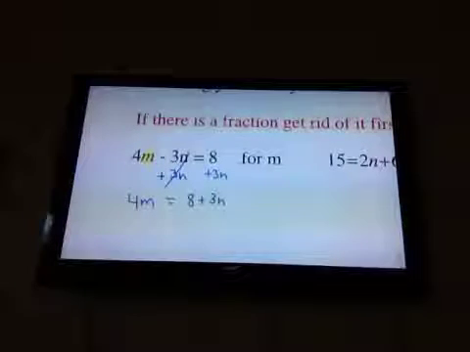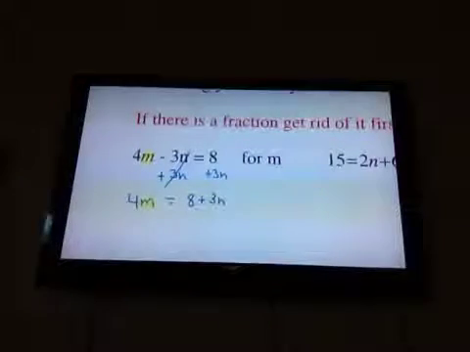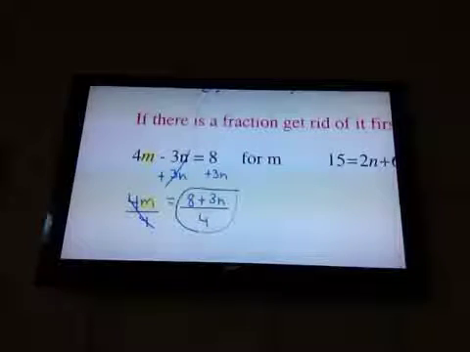I'm solving for m. I have my m term alone now. Now I want to get rid of the 4. What am I going to do to get rid of the 4? Divide by 4. So it cancels, divided by 4. That is my answer.